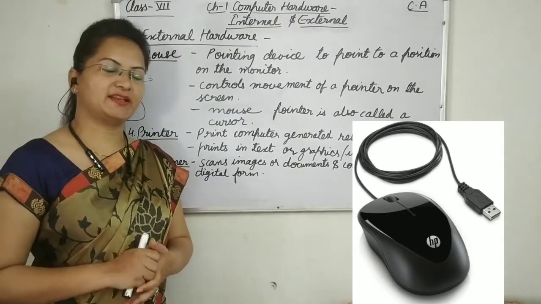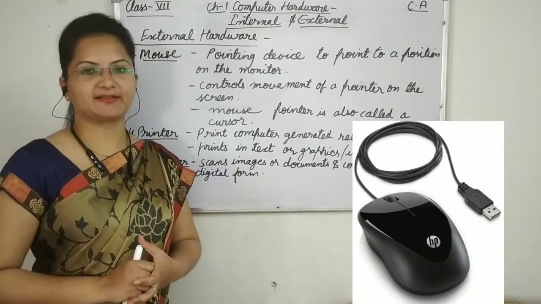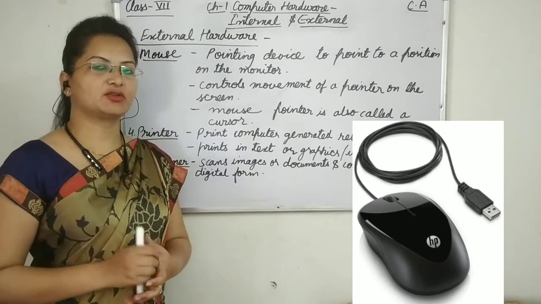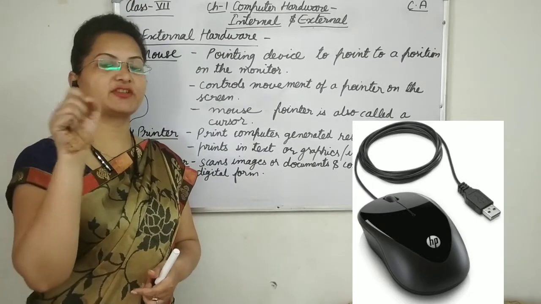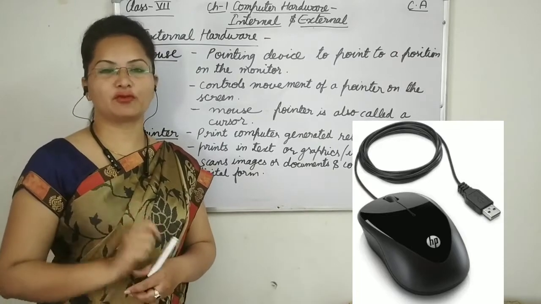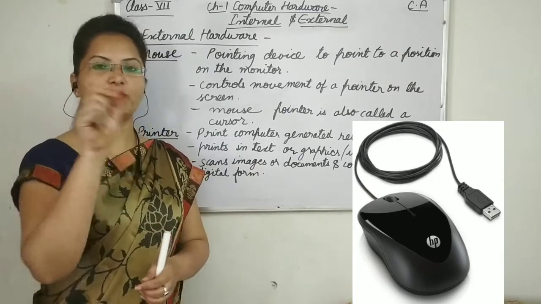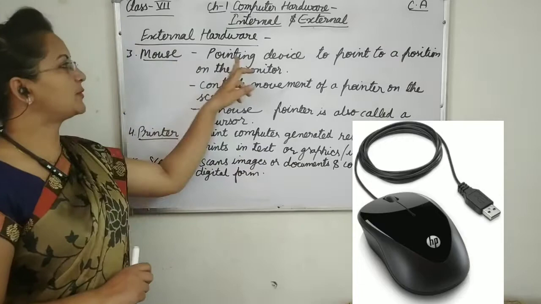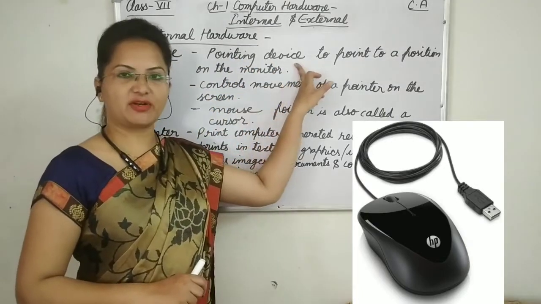Mouse we have already seen. It is a small device connected with the CPU. It is used to point things over the screen. There are objects on the screen like icons, folders, etc. So you can point with the help of this pointing device. So the mouse is known as a pointing device.